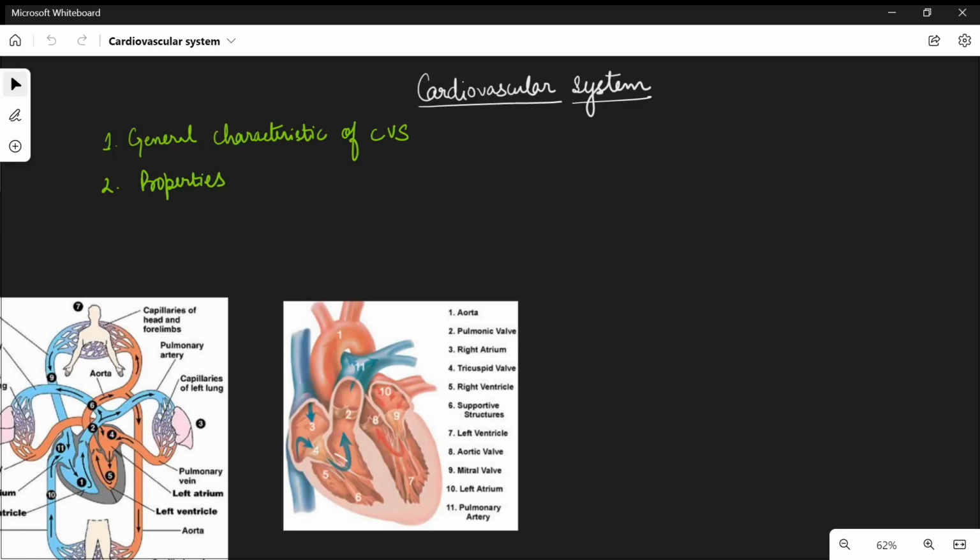In this video, we are going to cover the topic cardiovascular system. Two topics we are going to look through: the general characteristics of cardiovascular system and properties of cardiovascular system. Before diving into this topic, let us first briefly describe the structure of heart, the basic part.